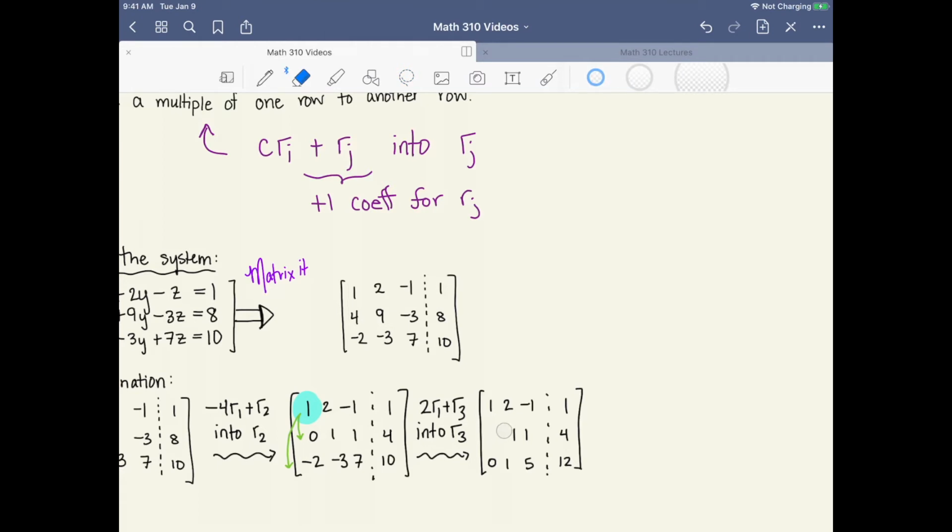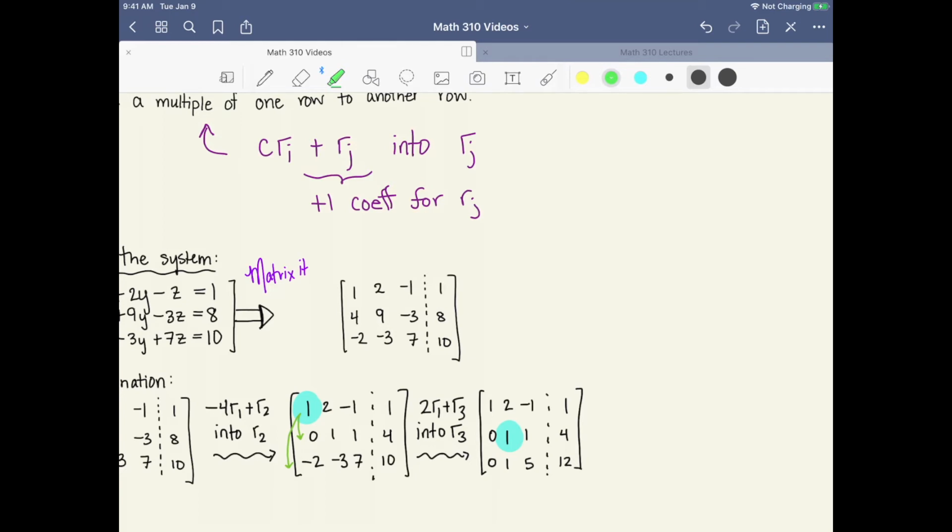I'm going to straighten this out a little bit, 0, 1. Now, the next thing that we want to do is keep moving down and to the right. Our stair step has formed thus far, so now our pivot changes. The next pivot that we're going to use is the one that appears in the second row.